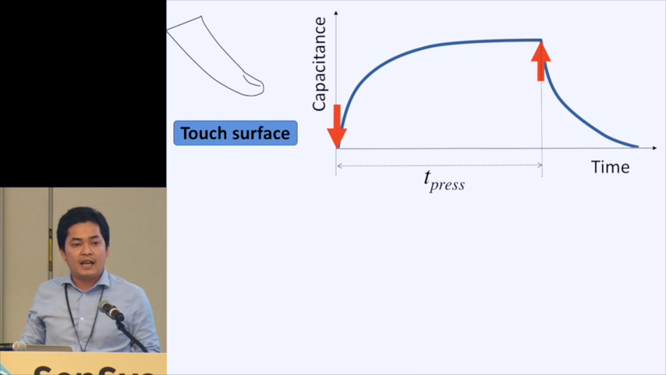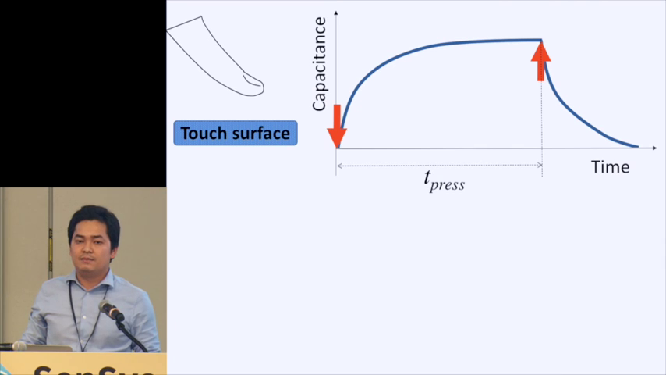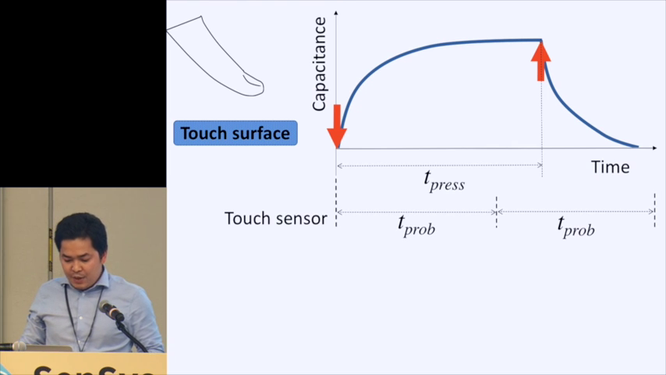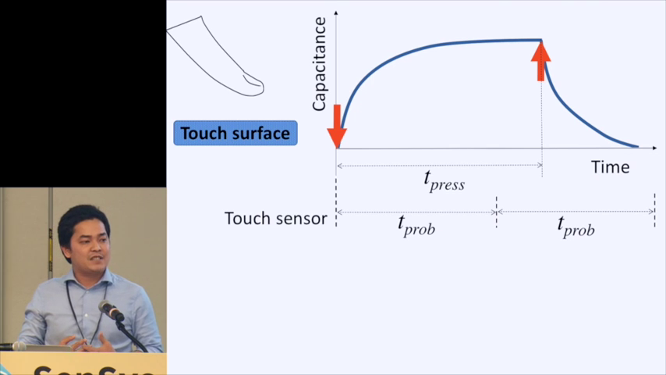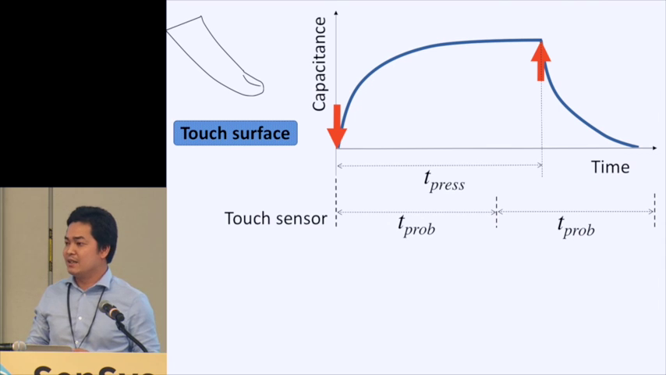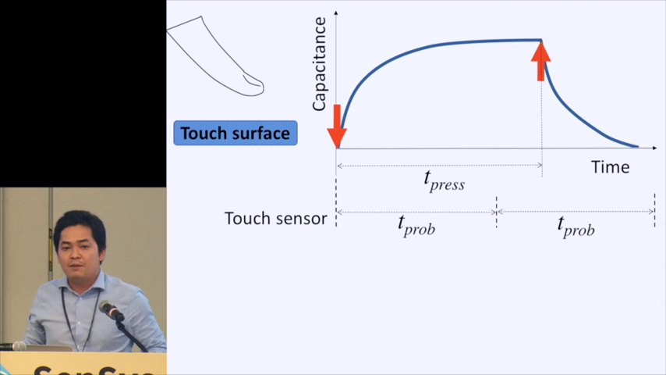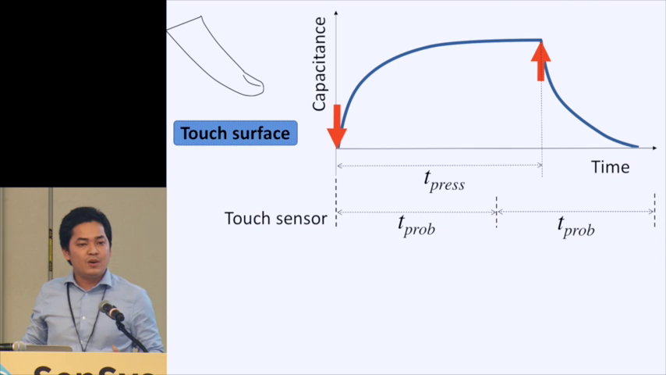On the receiver side, the receiver will scan for human touch periodically at a certain frequency. Let's call that the probing frequency. The duration of the probing period represents the minimum amount of time that is enough for the sensor to recognize a human touch. It is on the order of milliseconds, so that's why most of the time when you press the touch sensor, the touch can be registered on the touch surface.